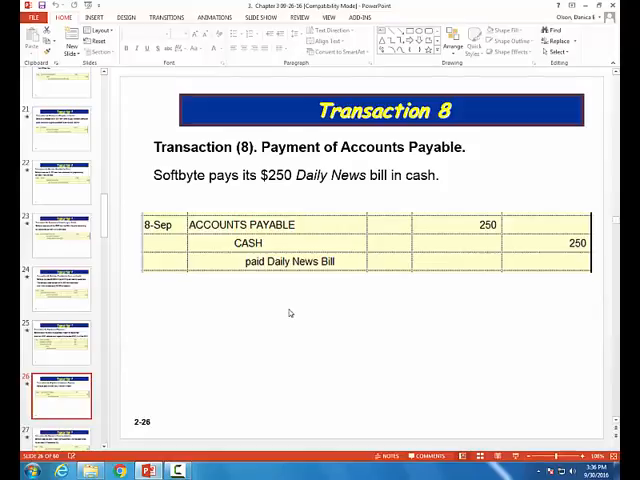In transaction 8, we pay a vendor who we had promised to pay later. Therefore, we debit accounts payable for $250. The liability account is decreasing. We decrease a liability with a debit. We paid the bill with cash. Cash is decreasing. To decrease cash, we do a credit.